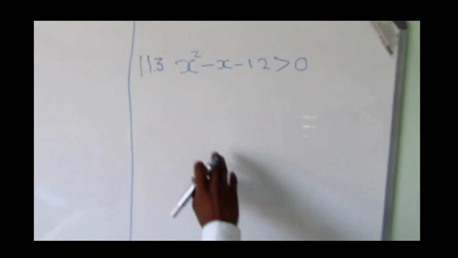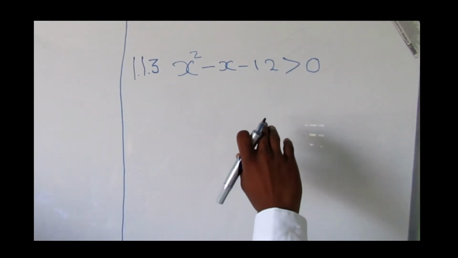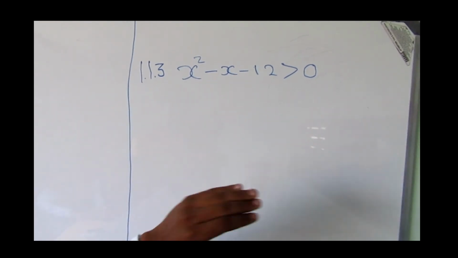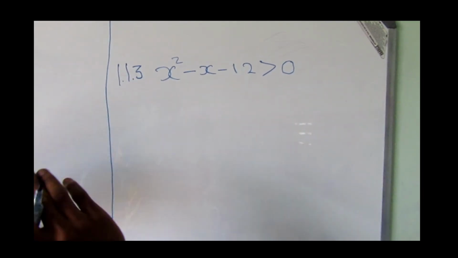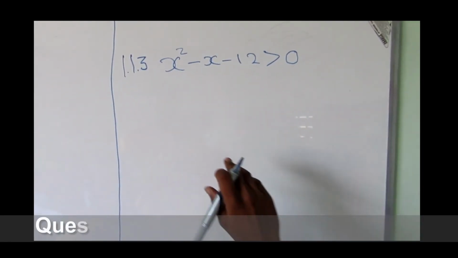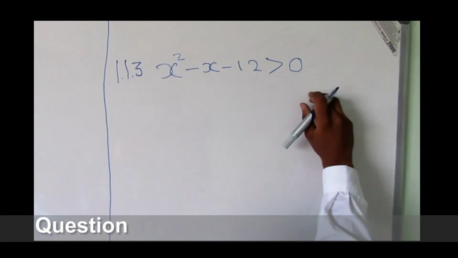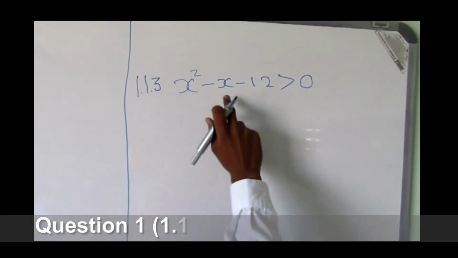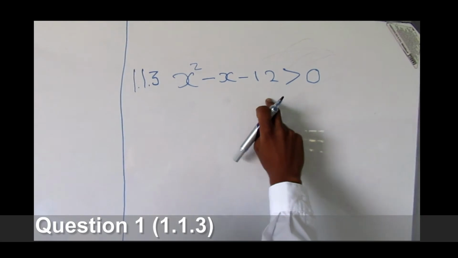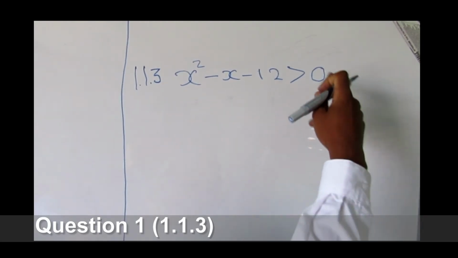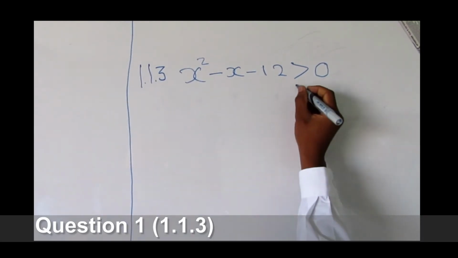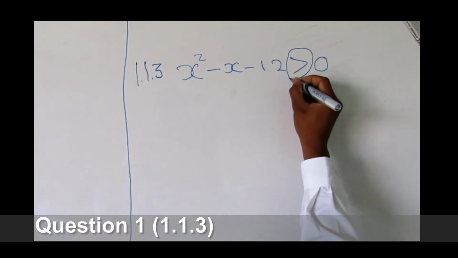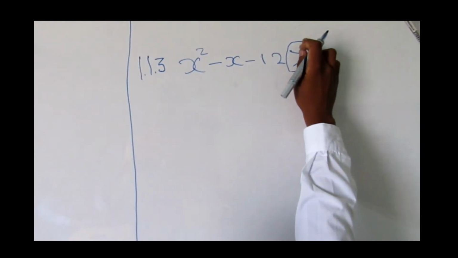Hello guys, today we are doing inequalities, which appear in each and every question paper, in 1.3. The first step here, we are given x squared minus x minus 12 greater than 0. You must note this always. It's so important.